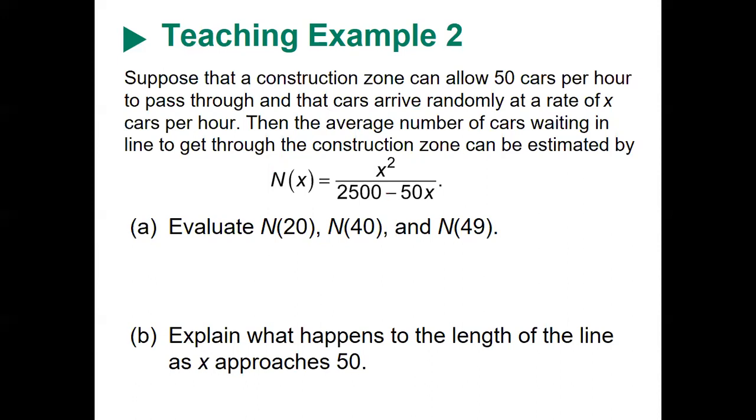All right, here we go. Example 2, of course, it's a word problem. So suppose that a construction zone can allow 50 cars per hour to pass through, and that cars arrive randomly at a rate of x cars per hour. Then the average number of cars waiting in line to get through the construction zone can be estimated by N of x equals x squared divided by 2500 minus 50x.